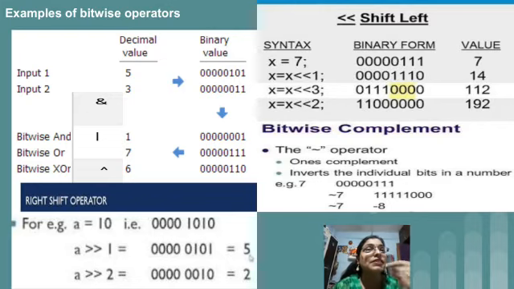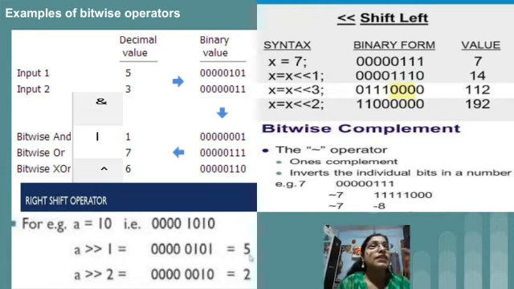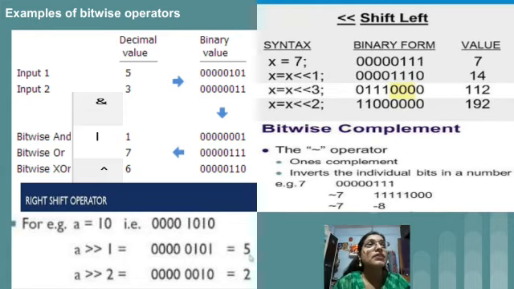So that we will see later. After that, next we have the shift left operator, that is x equal to 7. We have converted that number into binary. Then what we did: x equal to x left shift 1. So we have left shifted the variable.